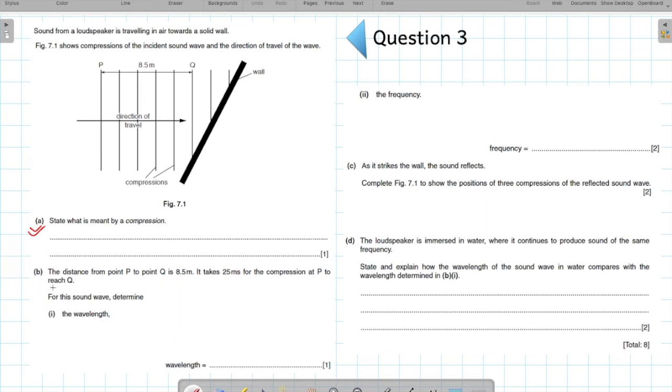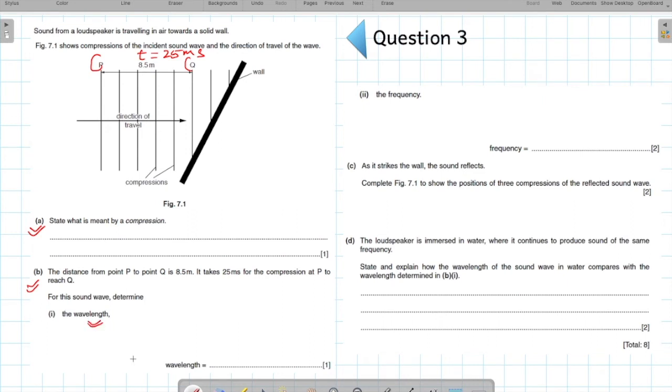Let's come to the next part. The distance from P to Q is given to you, 8.5. It takes 2.25 milliseconds for the compression at P to reach Q, the time is also given. It takes 25 milliseconds. The distance between them is given. The time between them is 25 milliseconds. For this sound wave, determine the wavelength.